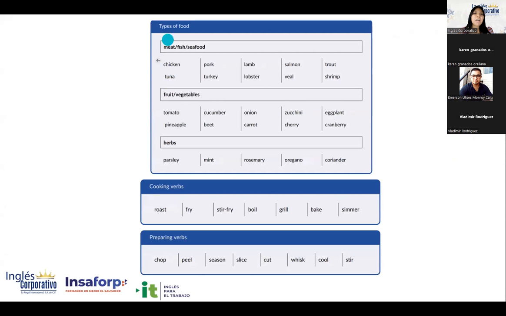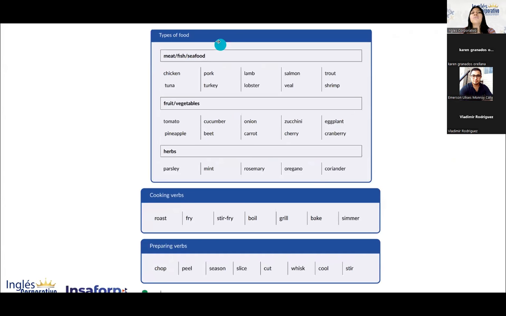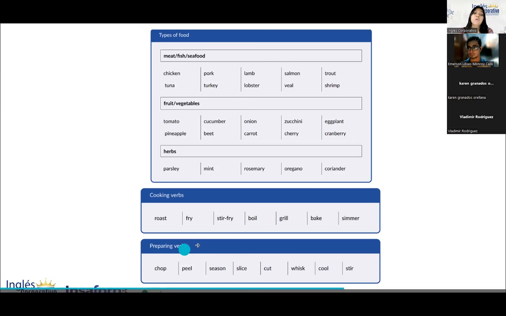Well, this is just vocabulary for you to take into account. Okay, we have meat, fish, seafood. This is related to the vocabulary that we studied at the very beginning, right? It's almost the same. Fruit, vegetables, herbs, cooking verbs, the ones that we covered yesterday, right? We also have preparing verbs. We also covered this yesterday, right? This is just for you to re-study everything that we have covered so far.